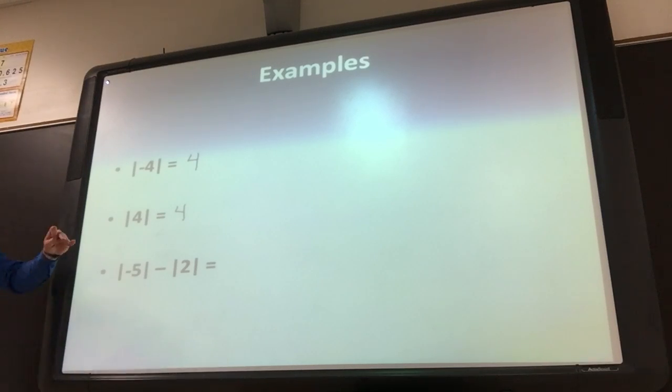So notice, we're not just making a negative positive and a positive negative. Every number inside the absolute value bars is going to become positive when we take them away. Second thing, a question like this, where the absolute value is around two numbers and we're subtracting them.